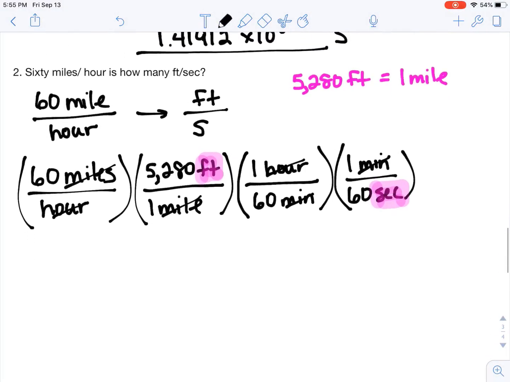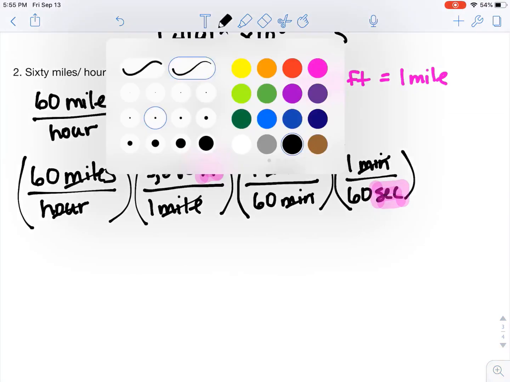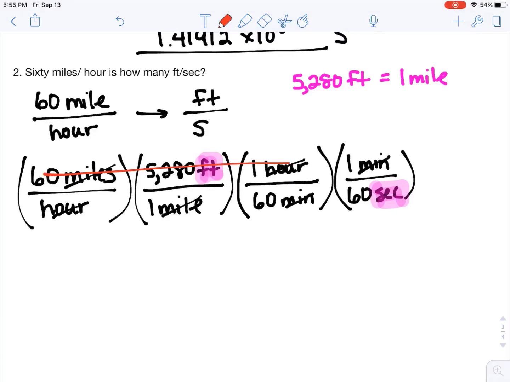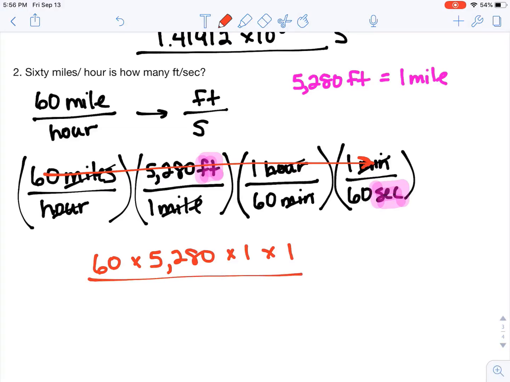So we also have a slight difference here in that I have some numbers in the denominator. So again, what's happening here is you're going to multiply all of your numbers across the top. So I'm going to have 60 times 5,280 times 1 is really what's happening. And then my number on the bottom is 1 times 60 times 60. And then, of course, I want to simplify those values.